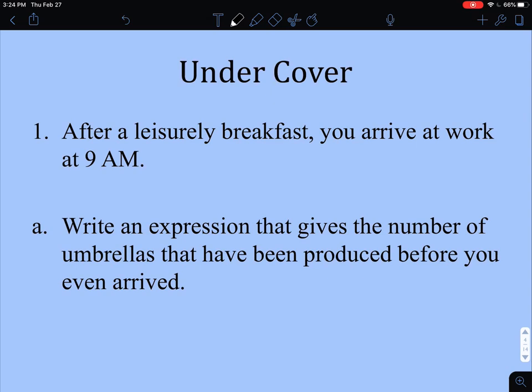After a leisurely breakfast, you arrive at work at 9 a.m. Write an expression that gives the number of umbrellas that have been produced before you even arrived. So we're going to write an expression that gives the number of umbrellas that were produced before 9 a.m.